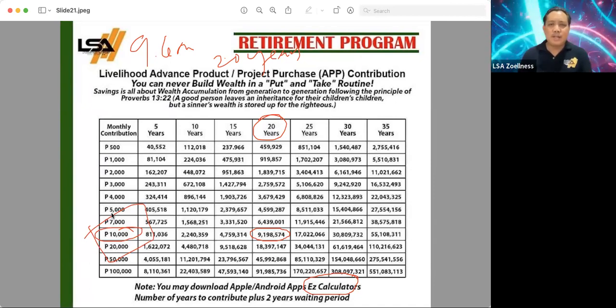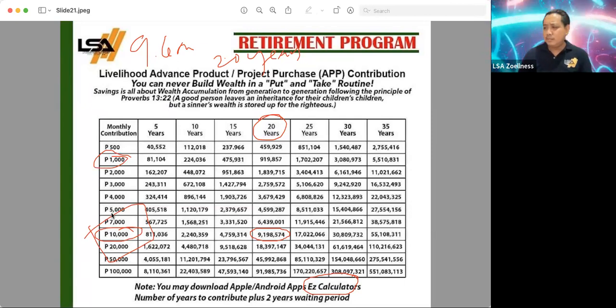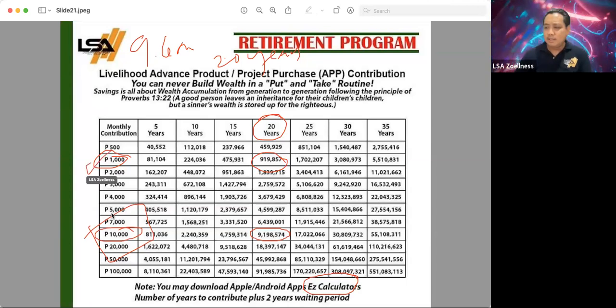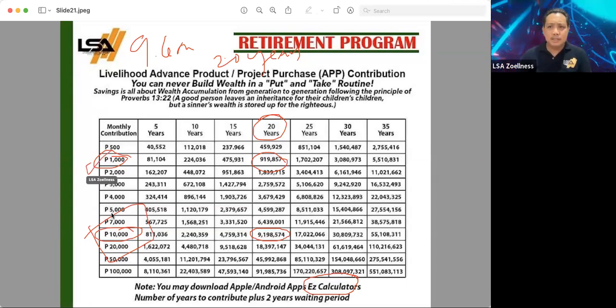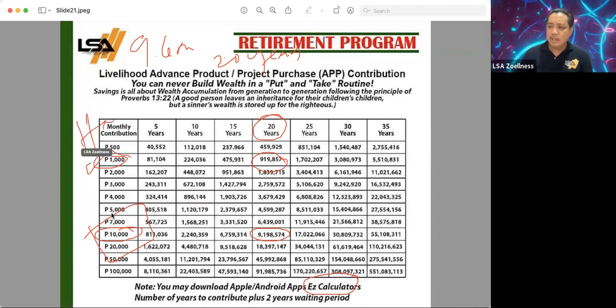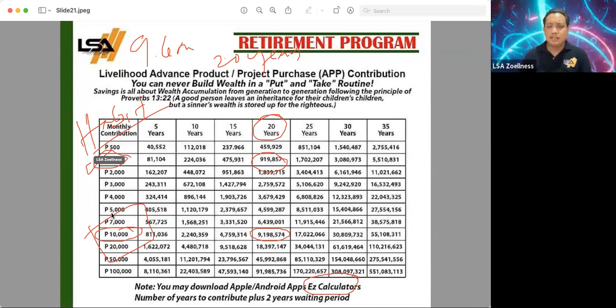Pero kung hindi mo pa kaya yung 10,000, at least man lang may mapagsimulan ka. Halimbawa, magsisimula ka muna sa 1,000. So at least, yung 1,000 mo, after 20 years, may 1 million ka. Kaya ka lang may pagsisimula para at least maintindihan mo na kahit paano may nagagawa ka. No? And also, it will help you form the habit. Okay? In terms of your retirement.